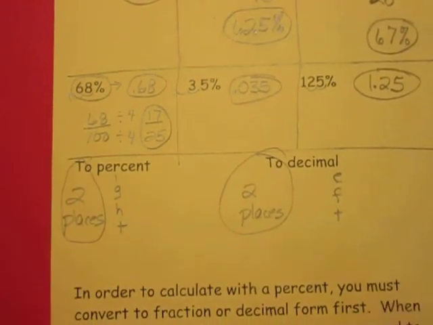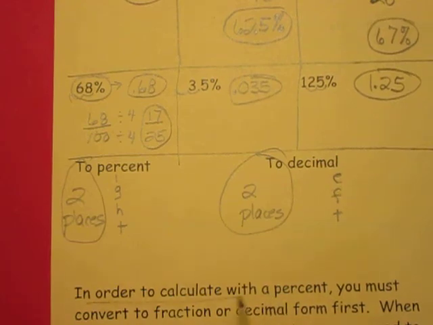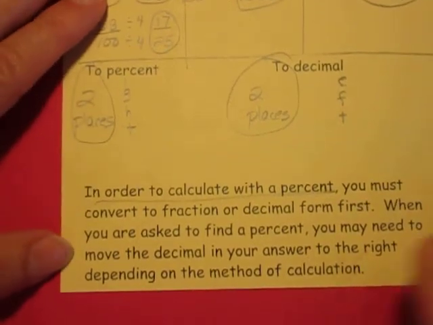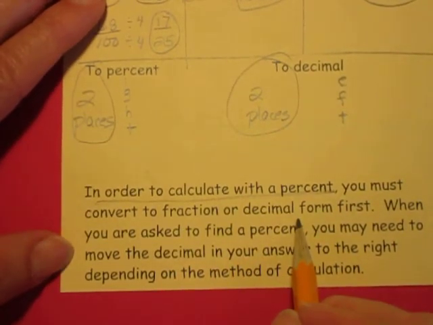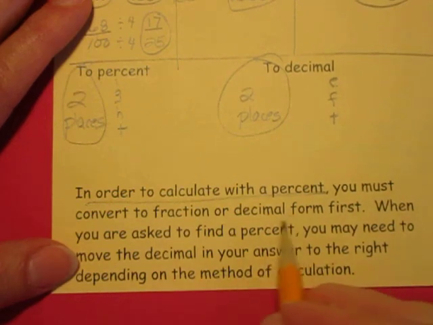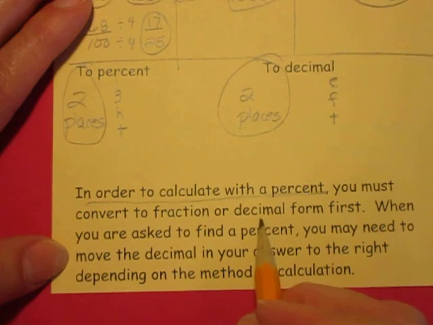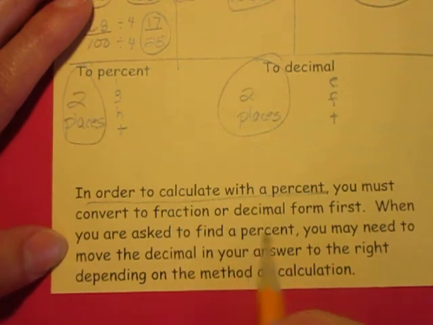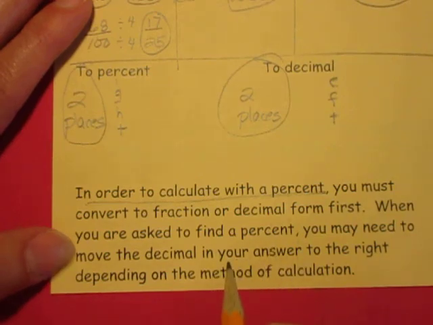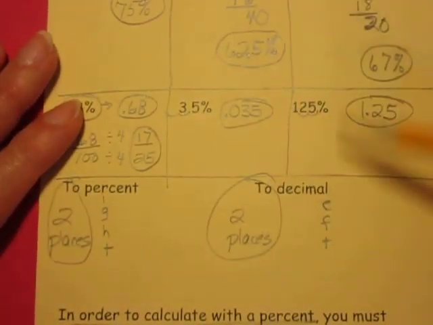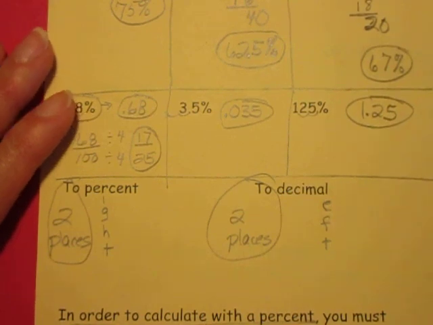Okay, one thing that I do want you to know is as you are calculating with a percent, this is huge. In order to calculate with a percent, you must convert it to either a fraction or a decimal form first. So we're going to spend a lot of time practicing and making sure that we can accurately convert back to a percent or a fraction, or decimal or fraction depending upon what we need. So whenever you're asked to find a percent, you might do some calculating, and then you'll have to move your outcome, your answer, from a decimal form to a percent form. So you really have to understand this moving and converting back and forth between all versions.